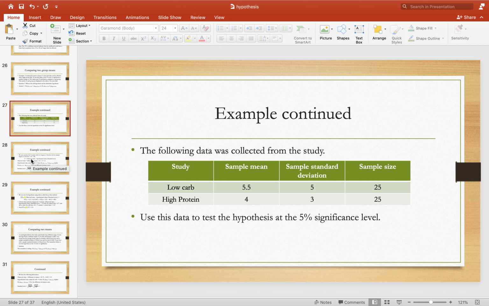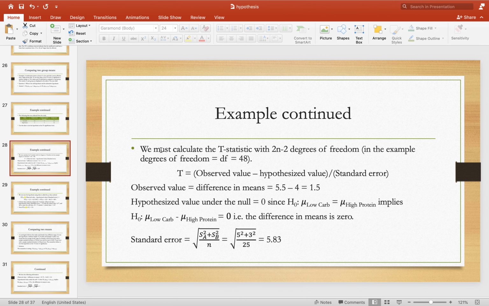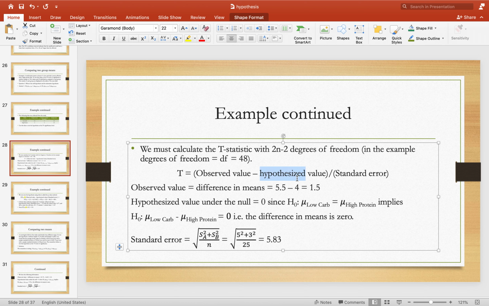So here's what we need to use, okay? We need to use a t-statistic because we're using sample standard deviations. Our t-statistic we've seen has 2n minus 2 degrees of freedom, which in this case is going to be 2 times 25 minus 2, or 48 degrees of freedom. Our t-statistic is always going to be our observed value minus our hypothesized value divided by our standard error, okay?